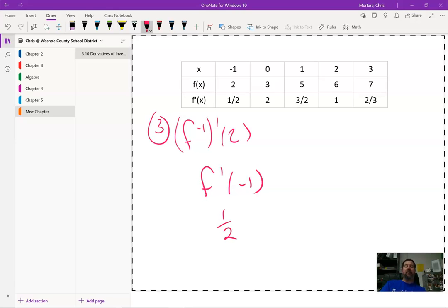And so I know the derivative of the inverse is the reciprocal. So 2 would be the derivative of the inverse. All right, that's how we're going to do these ones.